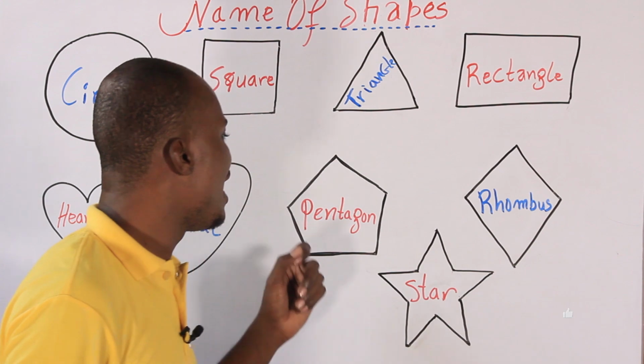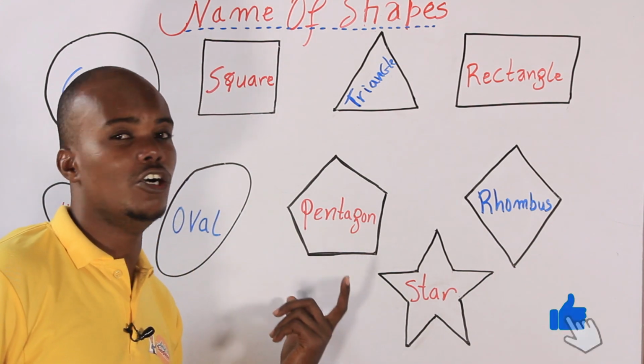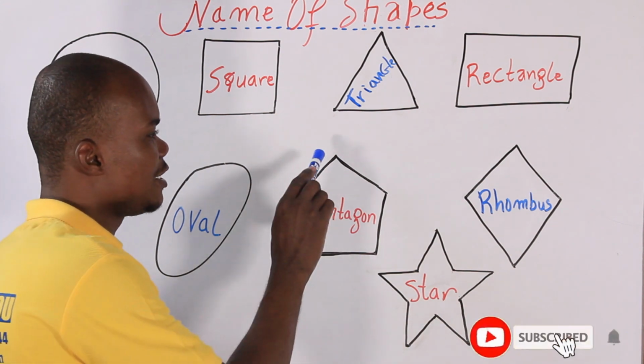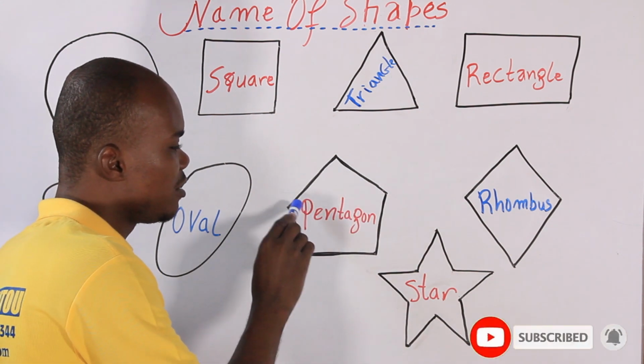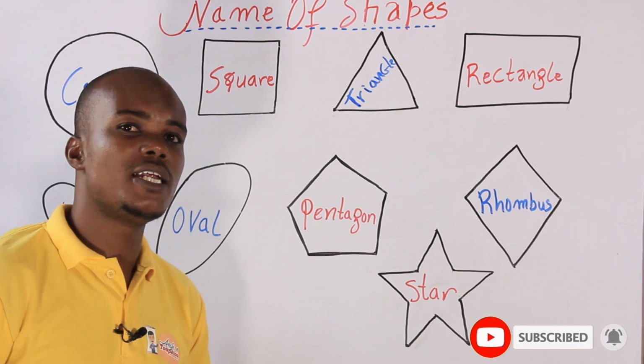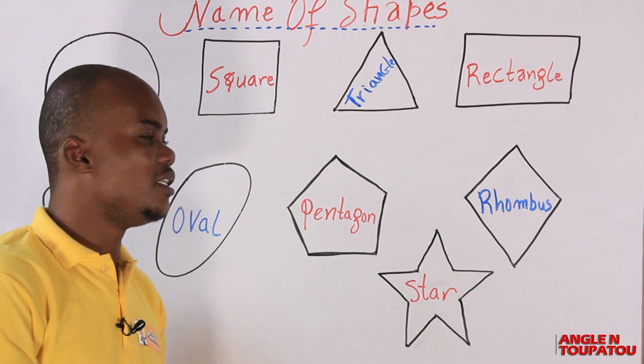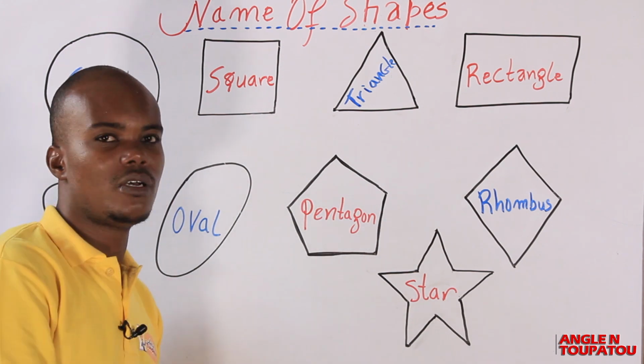And after oval, I have pentagon. It has one angle, two angles, three angles, four angles, and five angles. It has five angles. They call it a pentagon.